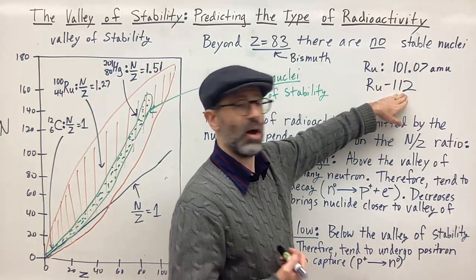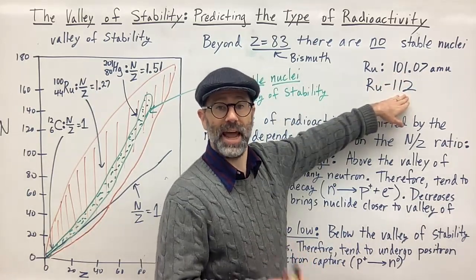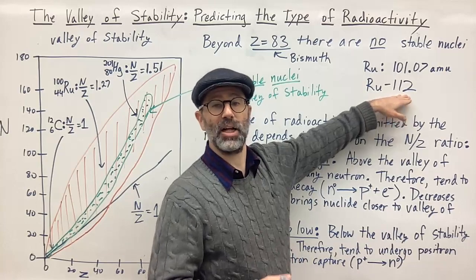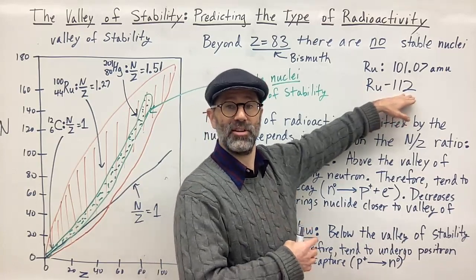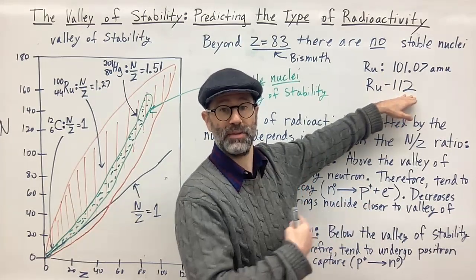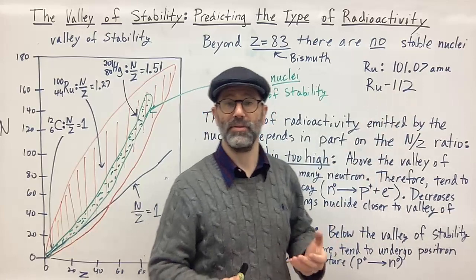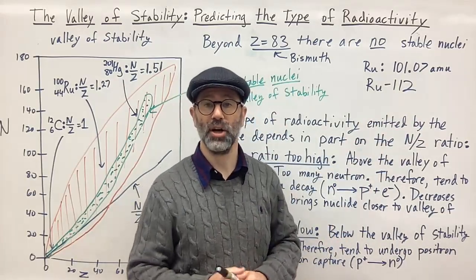And I can see here that, well, 112 is much, much larger than the average. So this is telling me that I have way too many neutrons in this particular isotope. This is not going to be stable. It's going to be radioactive. It's going to undergo radioactive decay. And then I can figure out, well, what type is it most likely to undergo, right?